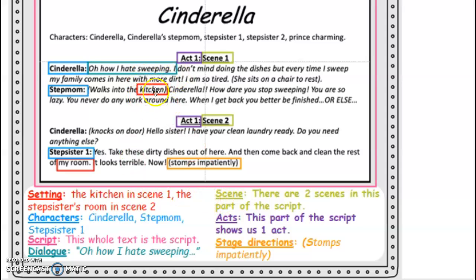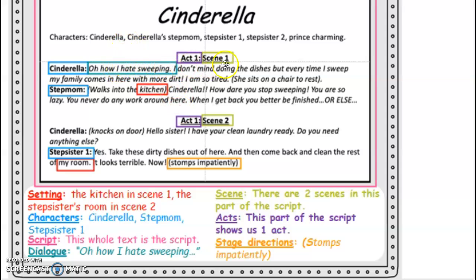So our setting is in red. The kitchen is the setting for scene 1. And the stepsister's room is the setting for scene 2. Our characters are here in blue. Again, this entire thing is called a script.